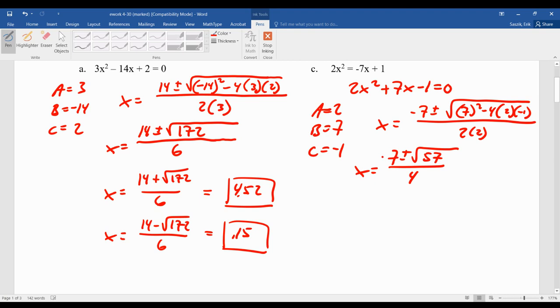Sorry, my negative sign should be there. I don't know if I forgot to write it. And now, of course, we're going to do the same thing that we did before. We're going to do this twice. We're going to do it once with -7 plus that. We're going to do it once with -7 minus that, and both of them over 4. And you should get 2 answers.